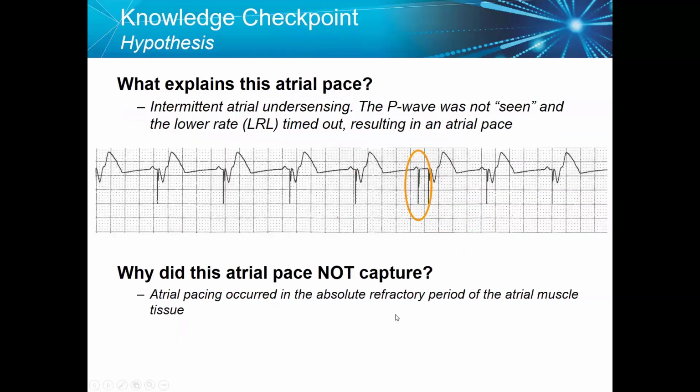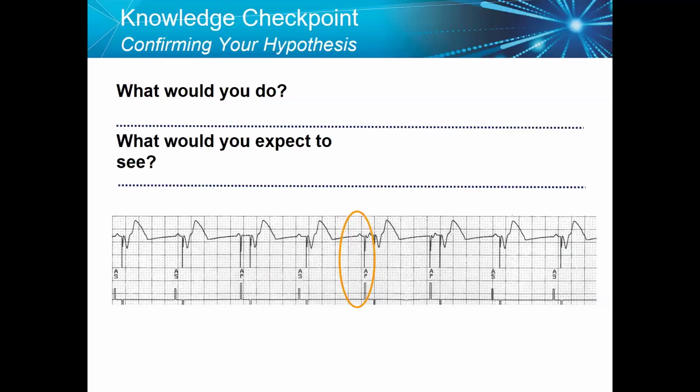What explains this atrial pace is intermittent atrial undersensing: the P wave was not seen and the lower rate limit timed out, resulting in atrial pacing. Why was this atrial pace not captured? Because it occurred in the absolute refractory period of the atrial muscle. Okay, what would you do and what would you expect to see?